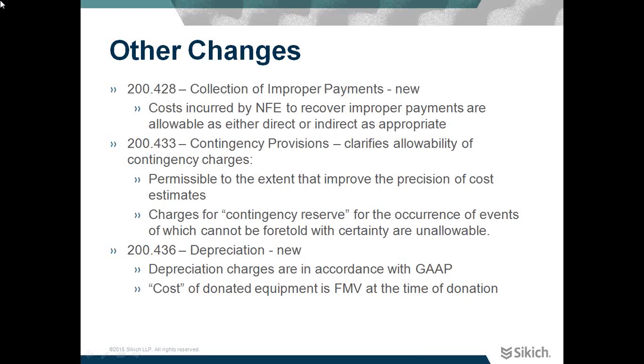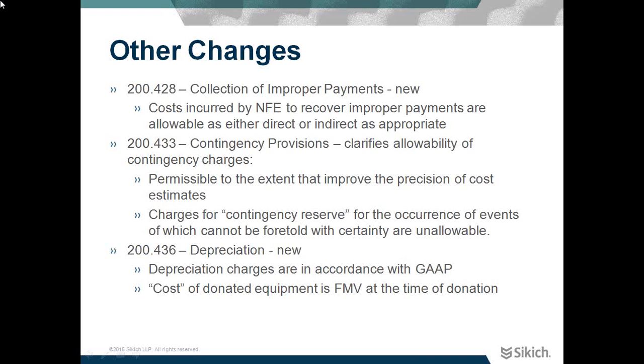Contingency provisions. Now this is, again, existing guidance that's been clarified. Contingency costs are permissible to the extent that they improve the precision of the cost estimate. They are not permissible to the extent that charges for contingency reserve for the occurrence of events that cannot be foretold with certainty are allowable. So what's the difference between those two?